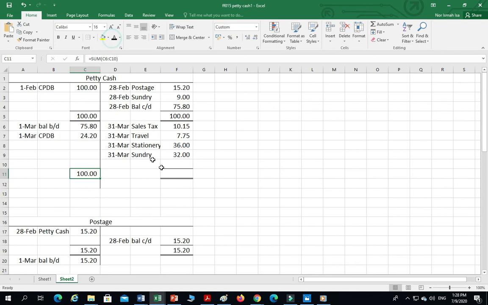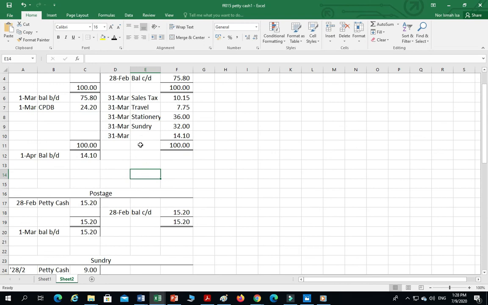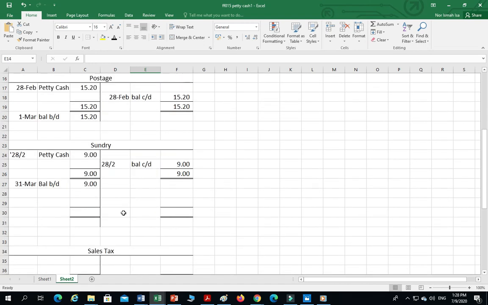So the balance for the petty cash as at 31st March is 14 and 10, and this is brought down 14. Since for March there's no transaction for postage, no amount should be posted here. As for sundry, we have another 32 that has been posted here. So the balance for sundry is 32.